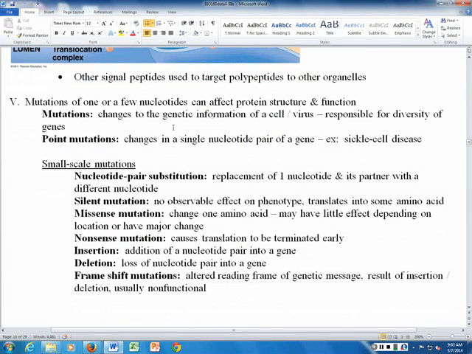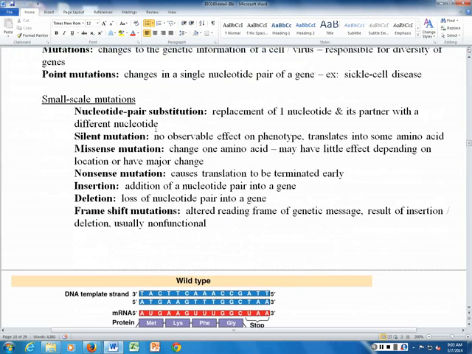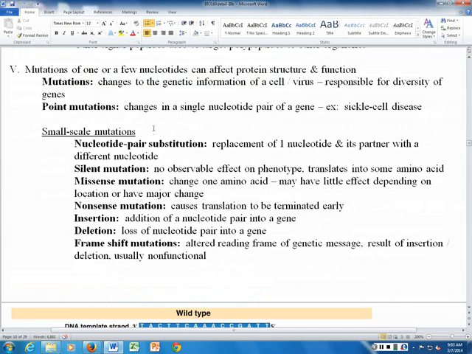So some things can go wrong here. Mutations are changes to the genetic information of a cell or a virus. This is going to help create more diversity in the genes. A point mutation is going to occur at just a single nucleotide pair. An example would be sickle cell disease, where just a single nucleotide mutated and you ended up with a disease.